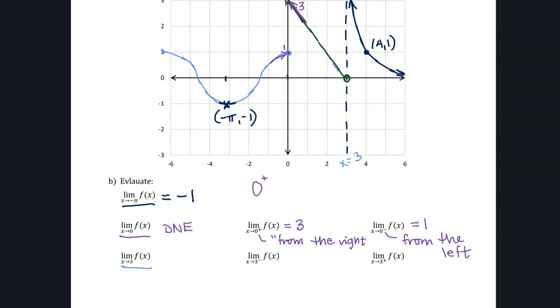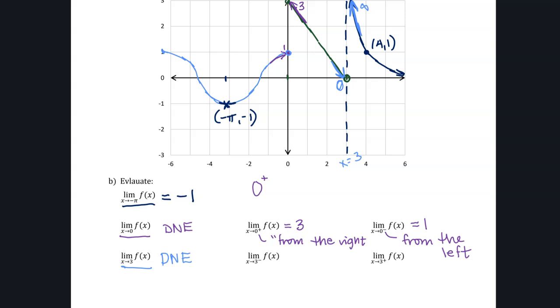As I come in from the left-hand side, my y values are getting really close to 0. I don't care at all that that's an open circle. That does not affect the limit. The limit isn't asking what's happening when x equals 3. It's asking what's happening when x is very slightly smaller and very slightly bigger than 3. As I approach from the right-hand side, my y values are skyrocketing. I have a vertical asymptote, so they are shooting off to positive infinity. So this is a does not exist.